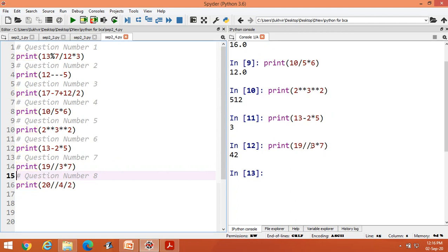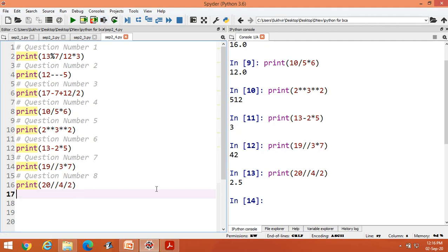19. 19 divided by 3 gives us the quotient as 6 because 3 into 6 is equal to 18. This one is floor division. What is the meaning of floor division? Floor division gives us the answer as quotient. The answer is equal to 6. Then 6 multiplied by 7. The answer is equal to 42. Now what about this one?